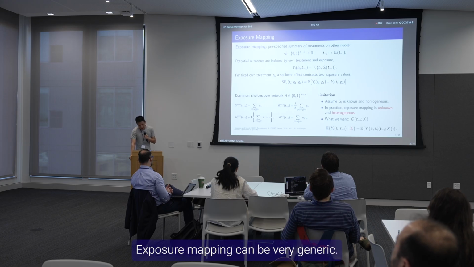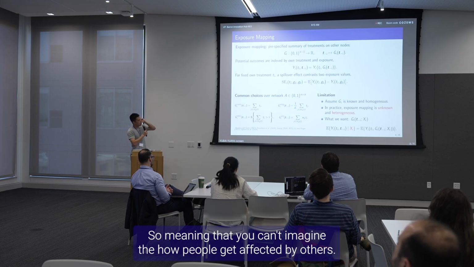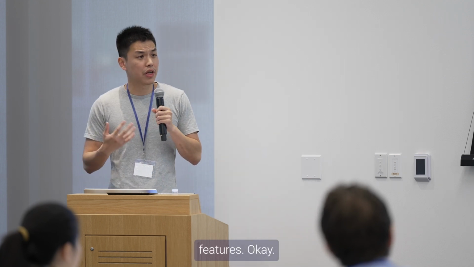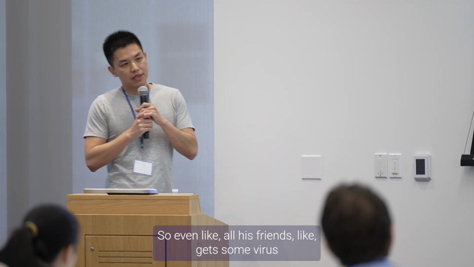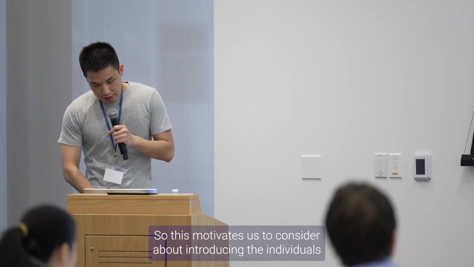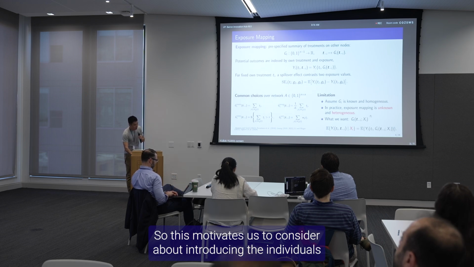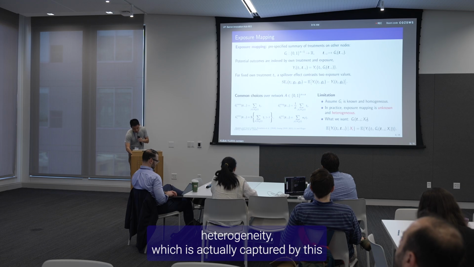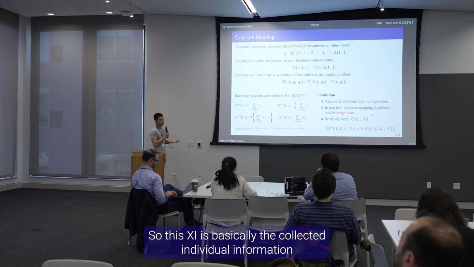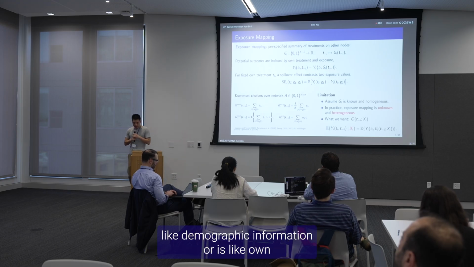The exposure mapping can be very heterogeneous. You can imagine that how people get affected by others definitely depends on their own features. If one has a very strong immune system, even if all his friends get some virus, he or she may still be immune to that disease, right? So this motivates us to introduce the individual's heterogeneity, which is captured by this Xi, into the exposure mapping. This Xi is basically the collected individual information, like demographic information, or the individual's own message.